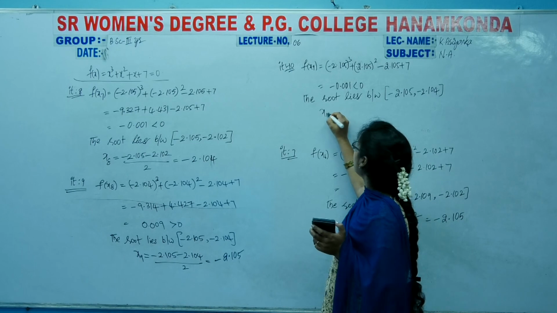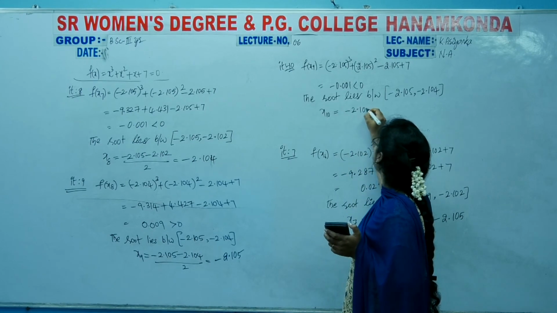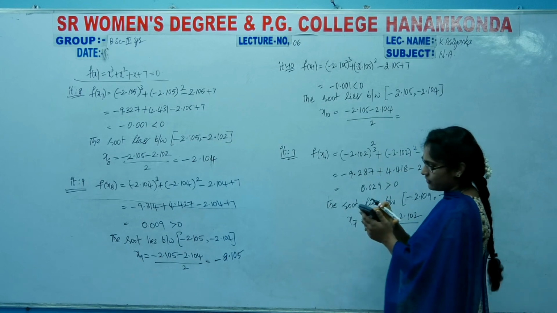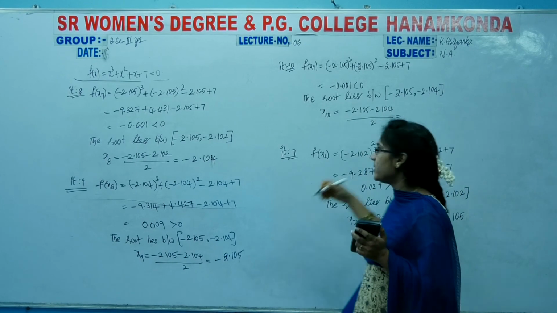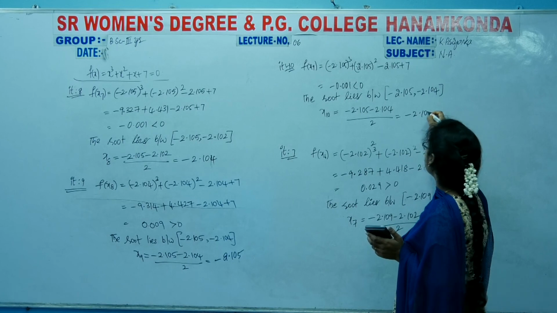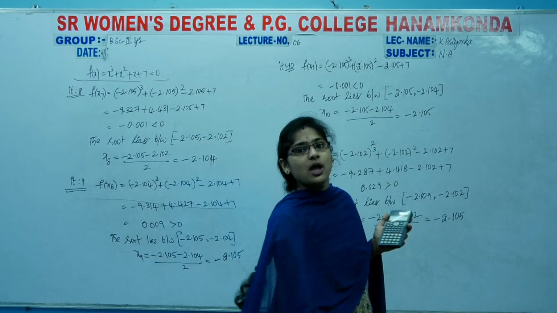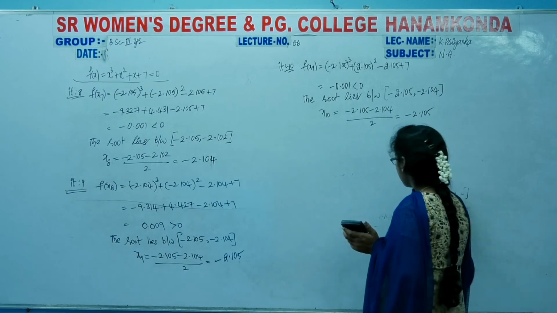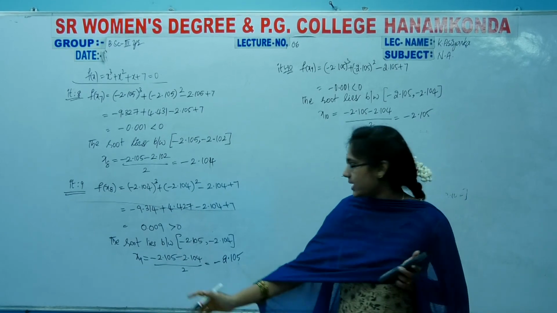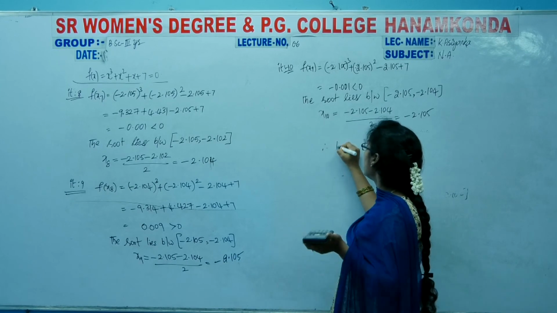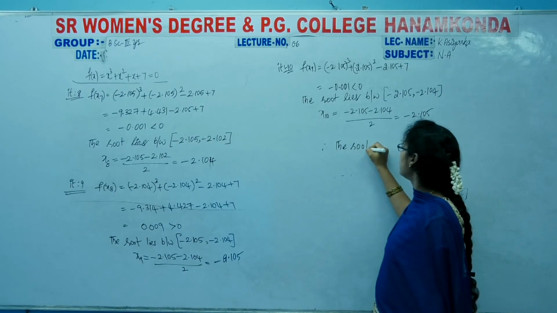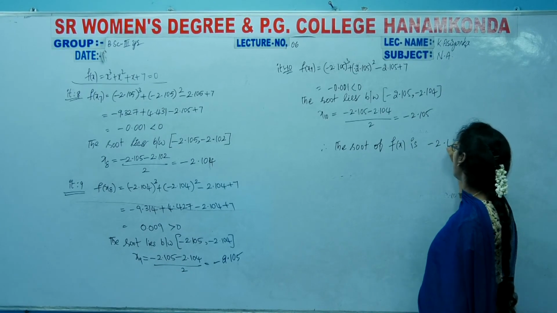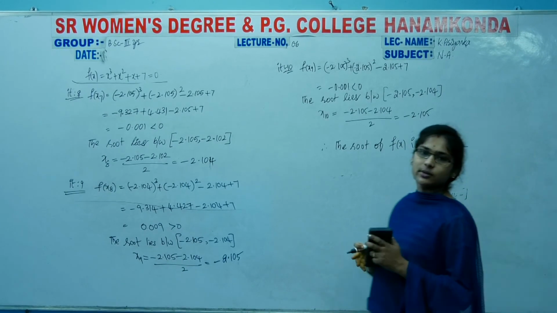Now x10 equal to minus 2.105 minus 2.104 by 2. Now finally what we get? Same thing. That means minus 2.105. Therefore, finally here both values are same. That means x9 and x10 both are same. Therefore, the root of f of x is minus 2.105. This is nothing but the answer.